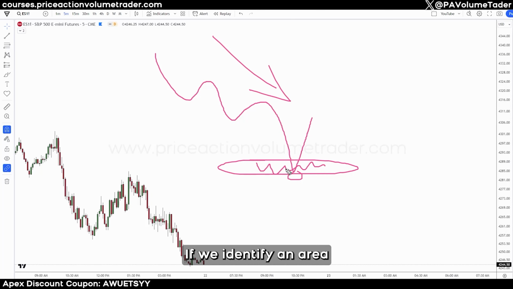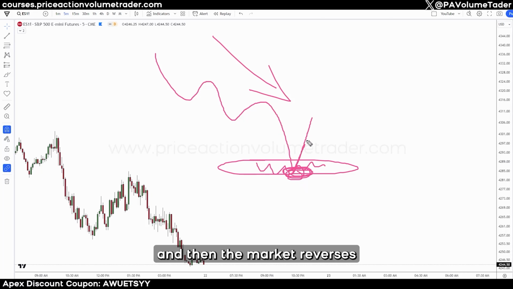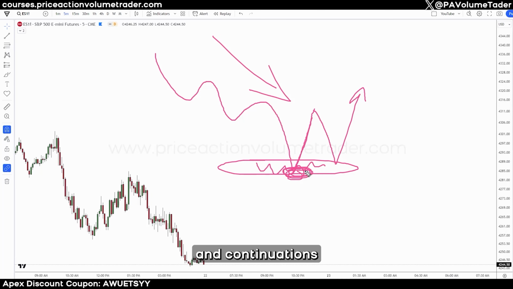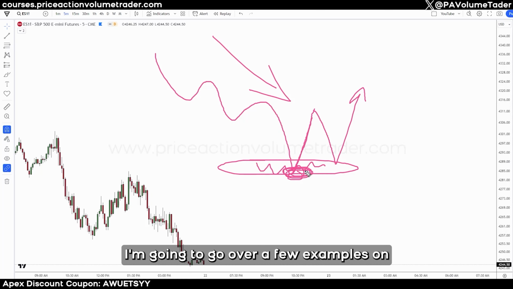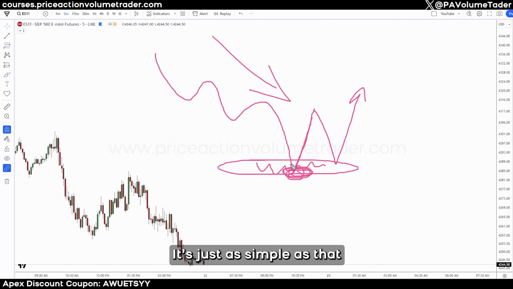So the market comes down. If we identify an area where there's suddenly more volume than normal being executed, and we identify sellers being aggressive and getting absorbed right at the bottom, and then the market reverses, a lot of times the market is going to revisit this area of high volumes before eventually continuing in the reversal. This setup works for both reversals and continuations. I'm going to go over a few examples on Sierra Chart, but this is the basic premise. It's just as simple as that.